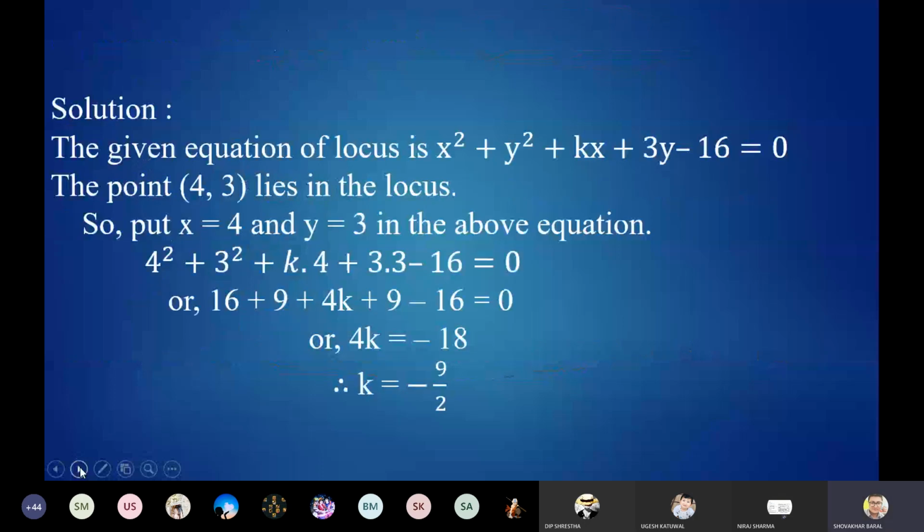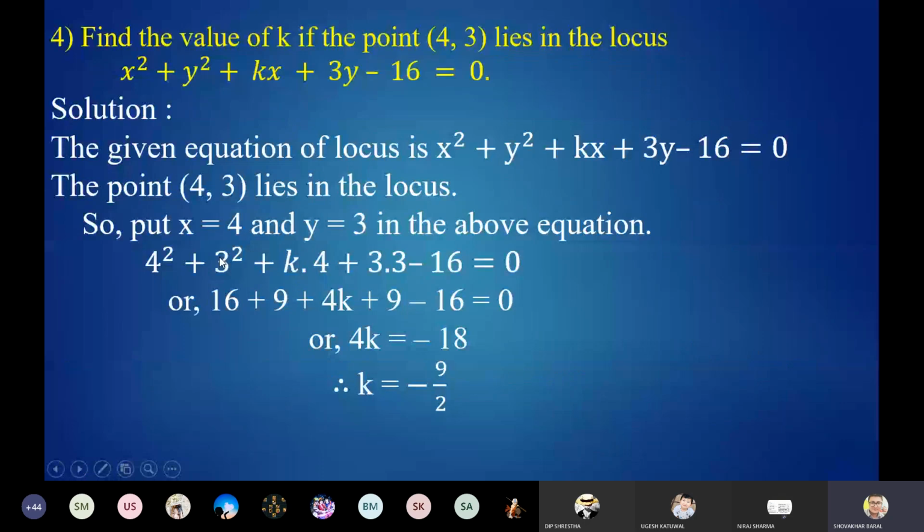Okay. Find the value of k if the point (4, 3) lies on the locus. Okay, the point lies on the locus. Find the value of k. The question is asking you to find the value of k. So what do you need to do there? Just wait for a few moments.